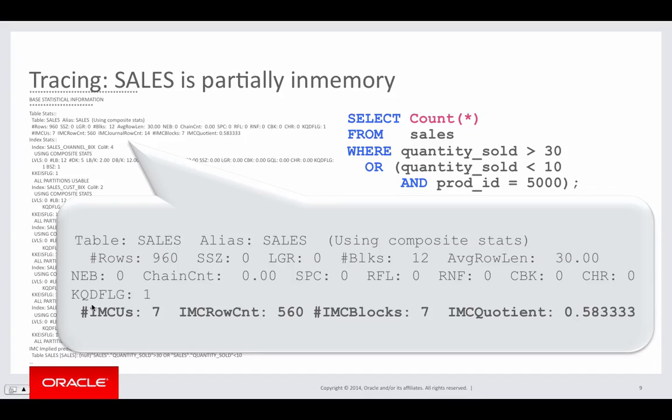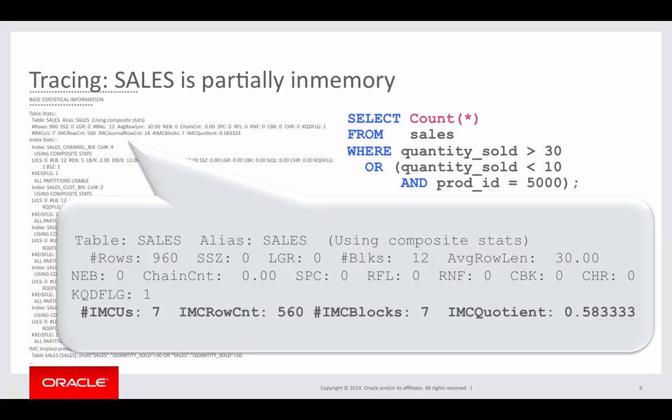What you'll also see is a new set of statistics there. These are coming straight from the in-memory column store. You're going to see the number of IMCUs for this particular object, for the sales table, that's 7. Number of rows is 560. Number of blocks is 7. And you'll see there that the fraction of the table that's actually been populated into the in-memory column store is about 60%, or 58% of the table.